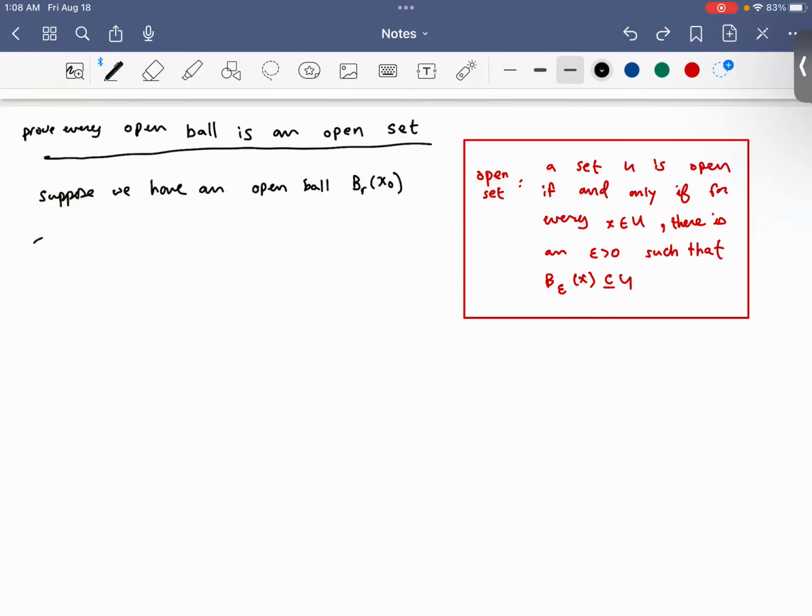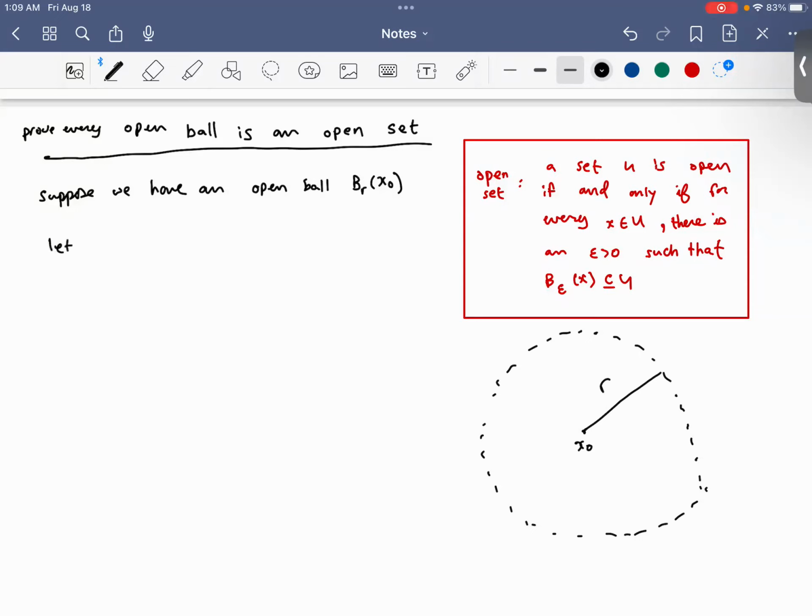Okay, so starting this proof off, suppose we have an open ball around x naught with radius r. And we can draw a picture of that, and this helps out big time to get a visualization of what's going on. Just the picture in 2D helps out. So right here with radius r.